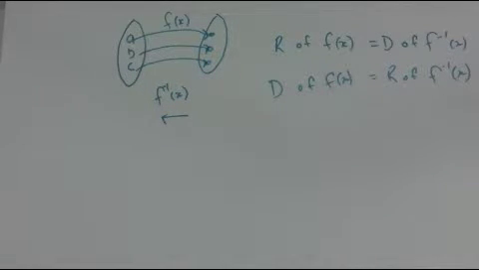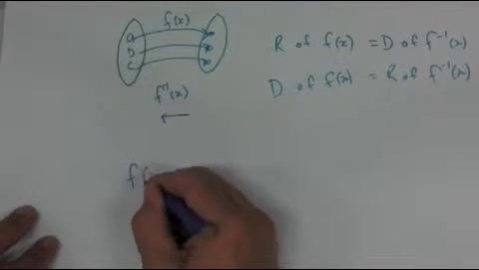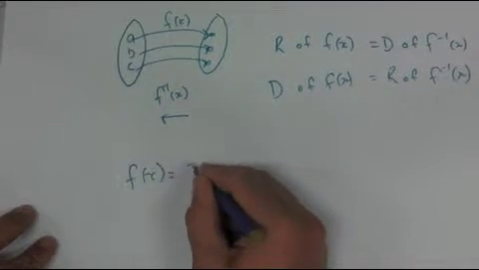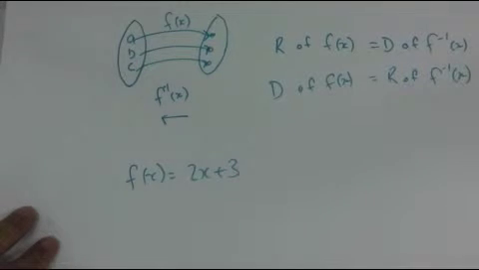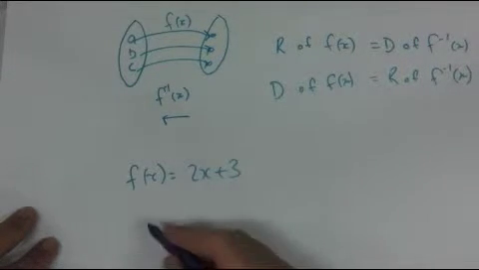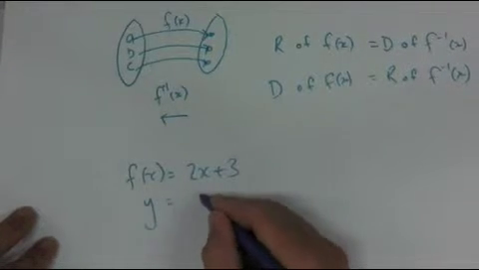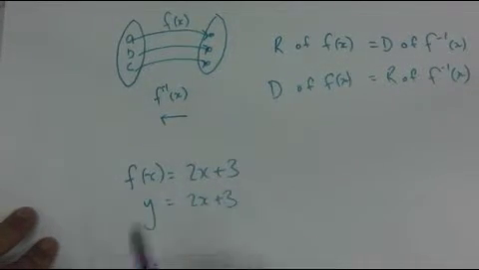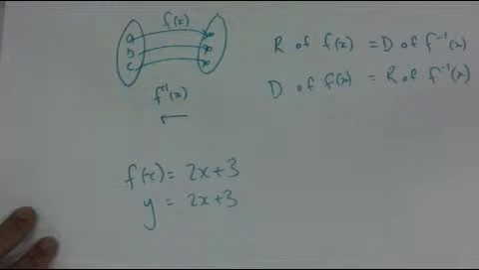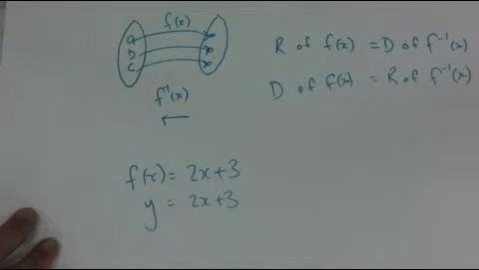If I had the equation or function f of x is equal to 2x plus 3, I need to find out what the inverse of that is. The first thing to do is to remove the f of x and put it in terms of y: y is equal to 2x plus 3. Next, we want to get this all in terms of y. We want to get x is equal to something in y.